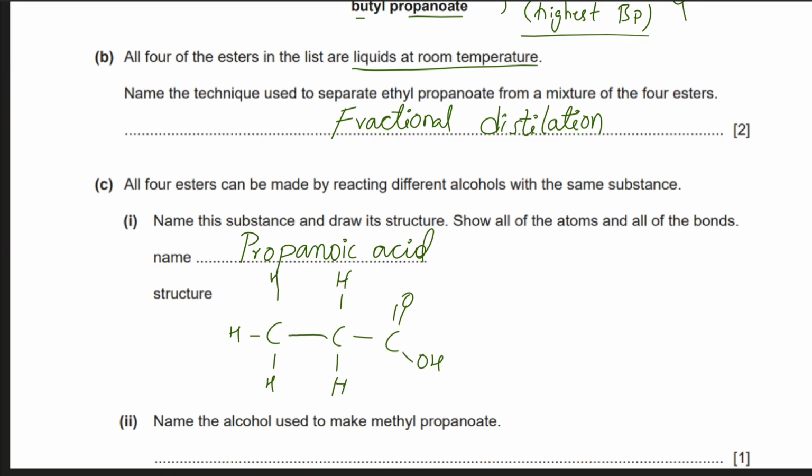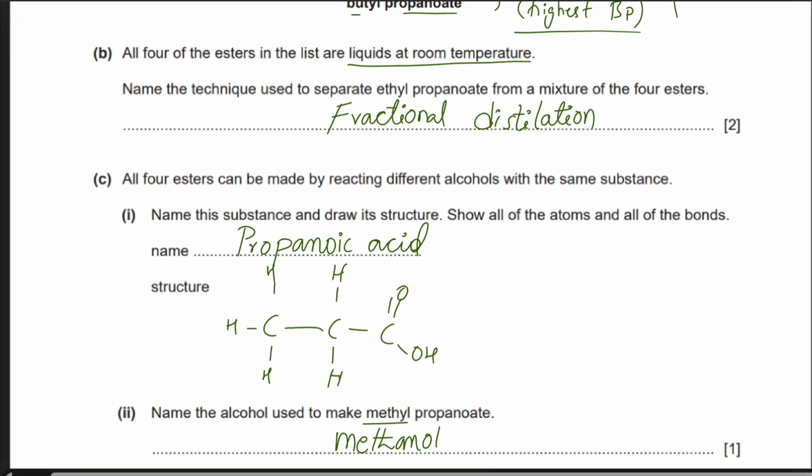Okay. Name the alcohol used to make methyl propanoate. So alcohol, the first name is for alcohol. So it will be methanol. OL, okay, not AL. Don't write AL, it will be OL. Next.